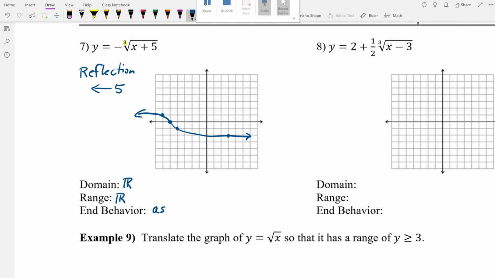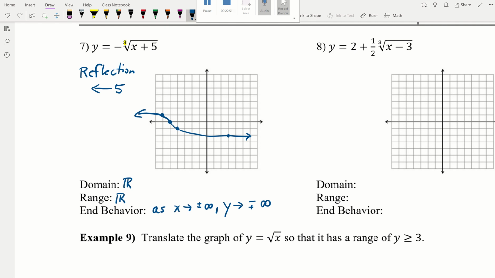So this time, as x is approaching plus or minus infinity, the top sign represents the right side of our graph. Well, this time the right side is going down. So y is going to approach negative infinity to the right. The left side is the bottom sign. It's going up, so positive goes here.